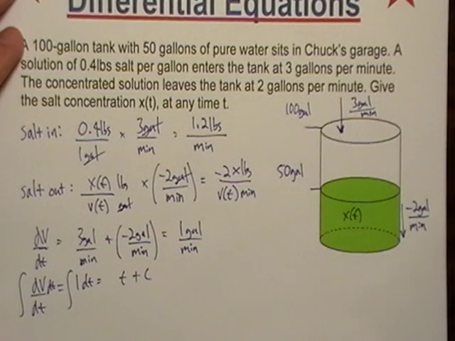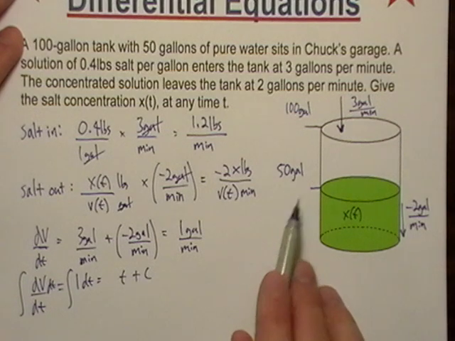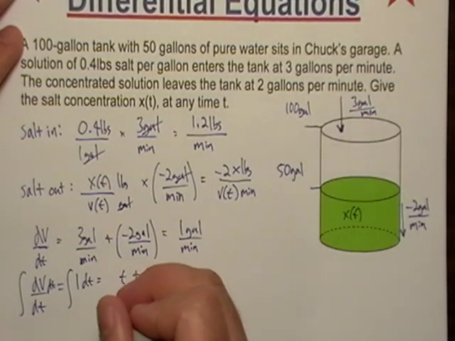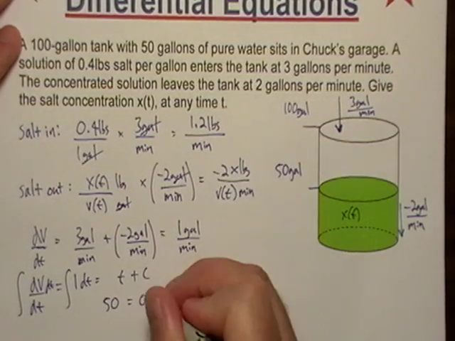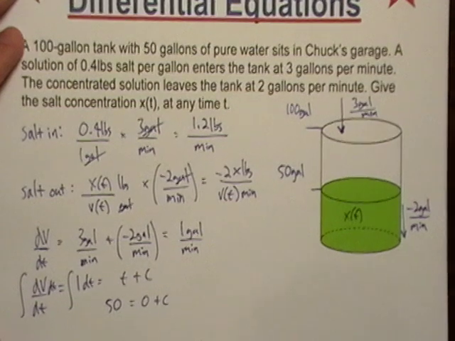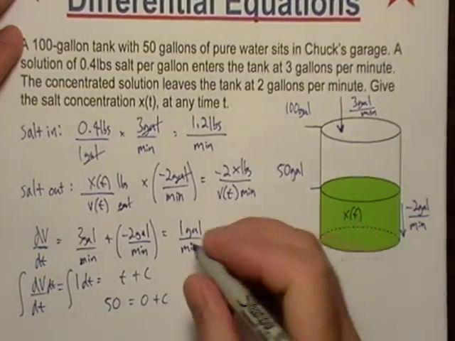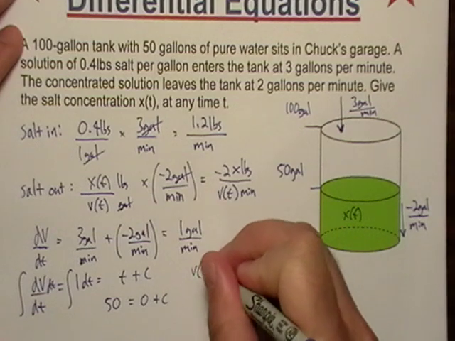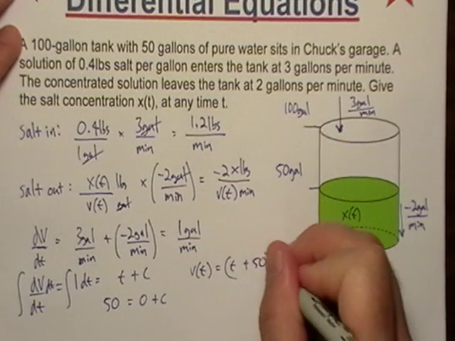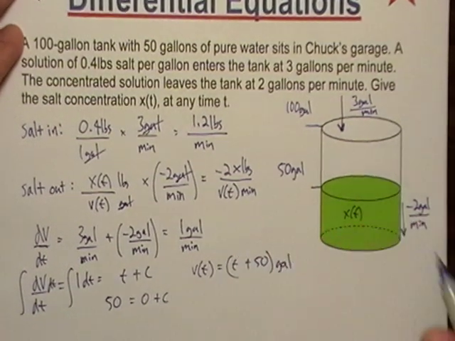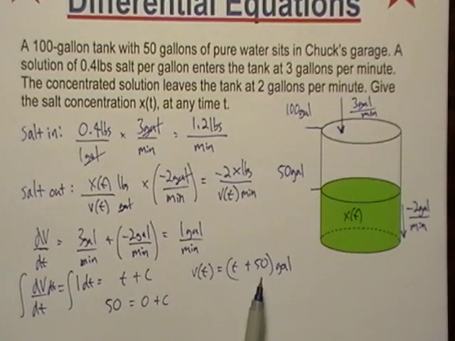Well, at time equals 0, the volume is equal to 50 gallons, right? So that's our initial value problem for the volume. I'm just going to write 50 gallons at t equals 0. Very simple differential equation. So v of t is equal to t plus 50 gallons. So at any time t, here's the volume of the tank.